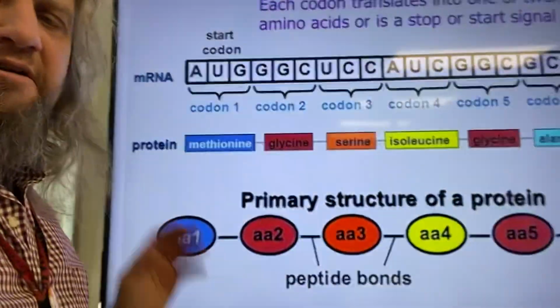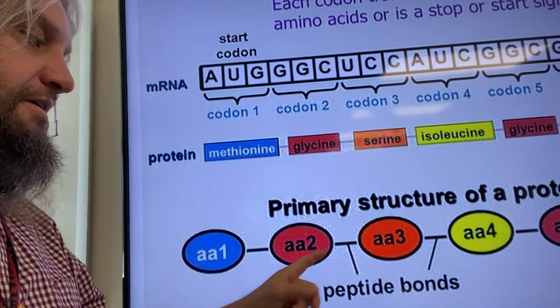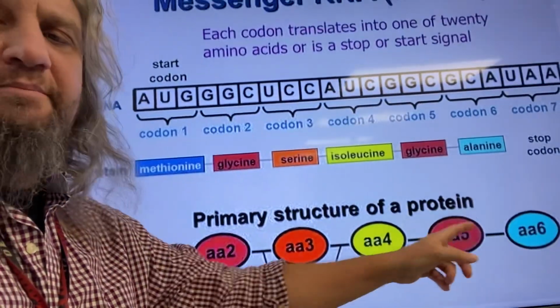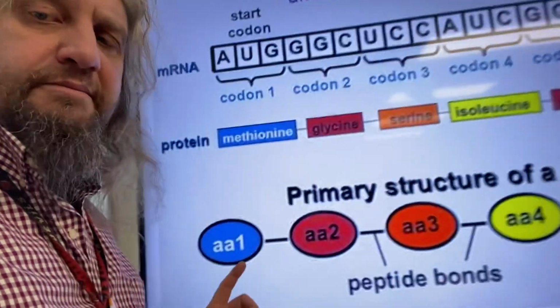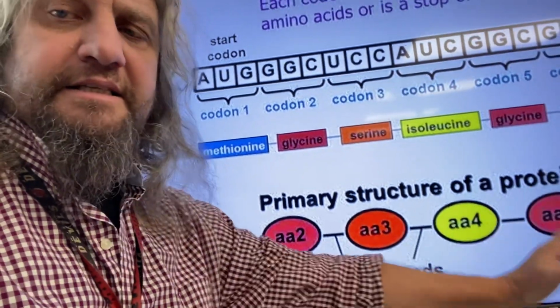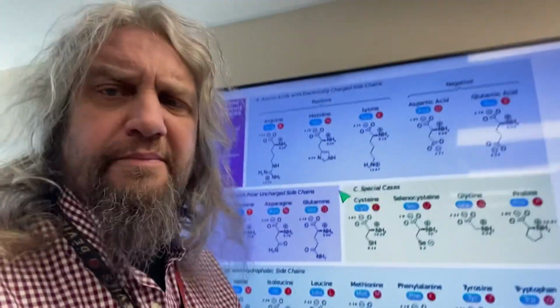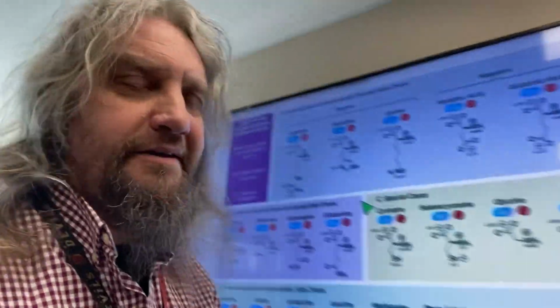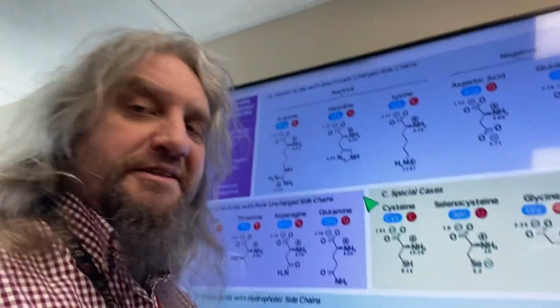And of course, these monomers of amino acids are stuck together with what we call peptide bonds. The monomers make up the polymer. The monomers are amino acids. The polymers are proteins. Some good old vocabulary. Remember, there's only 20 amino acids to make up all the proteins that you need.